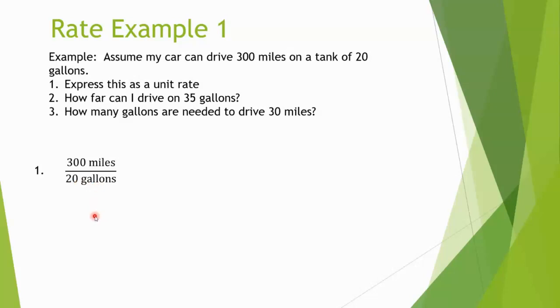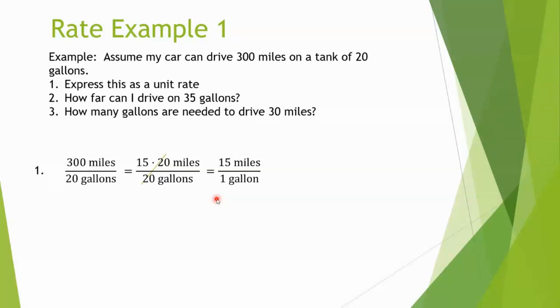What we can do is factor 300. And 300 is actually the same as 15 times 20. So the 20s cancel, and we get 15 miles per gallon, or 15 miles per 1 gallon. Same thing. Now we have a unit rate. That's good. That means we're in good shape now.